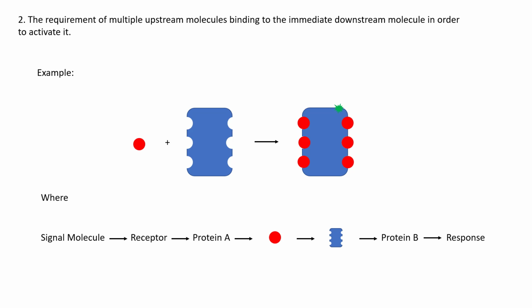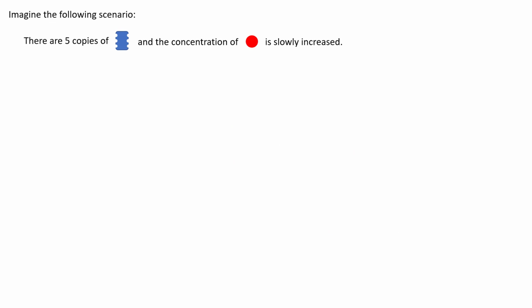Signal molecule activates the receptor, which activates protein A, which will activate the circle, and the circle will go on to activate our blue molecule, and then the blue molecule activates protein B, which is the effector protein, which then goes on to activate the response. Now imagine the following scenario. There are 5 copies of the blue molecule, and the concentration of the red molecule is slowly increased.